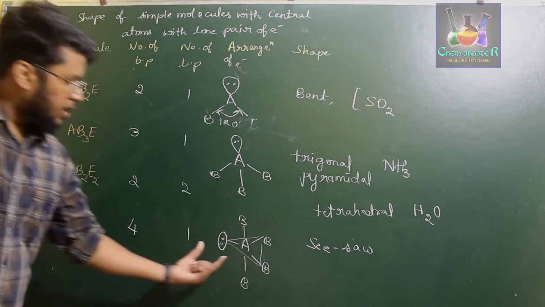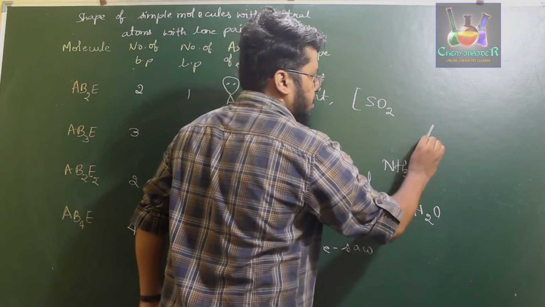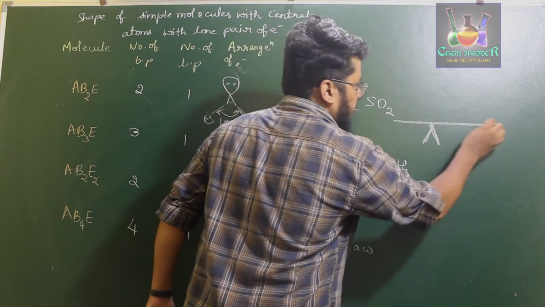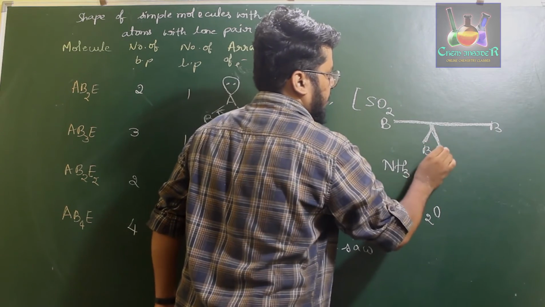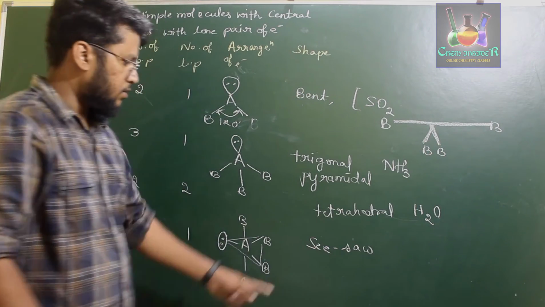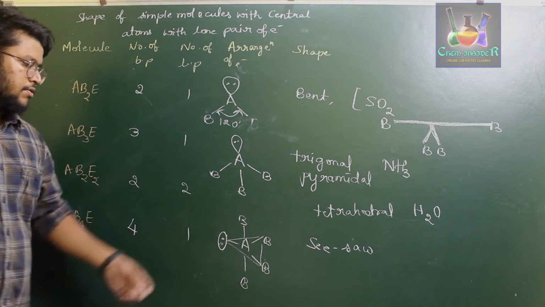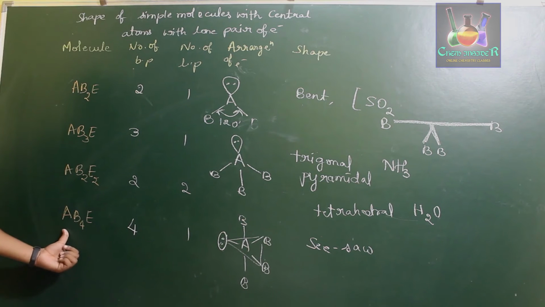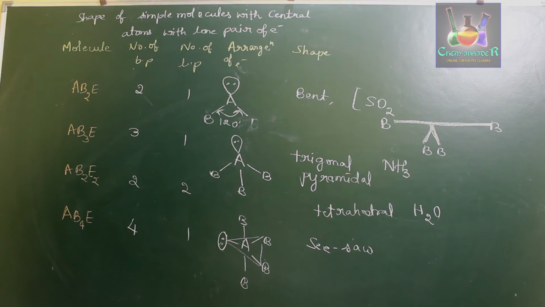Seesaw geometry. If you just observe this and if you draw it in a right angle direction, this will be the stand of the seesaw and this will be the seesaw. B and B, B and B. Okay. So this particular geometry is nothing but the seesaw type of geometry, which is of the compound of type AB4E.